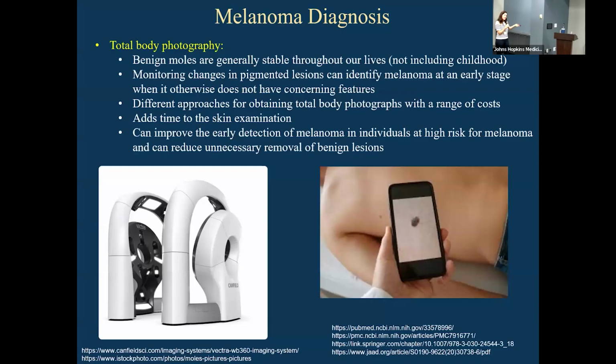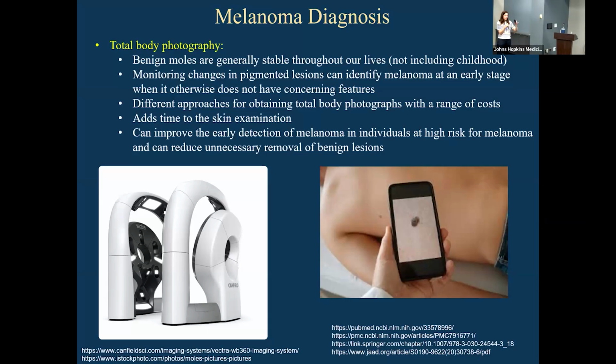Now back to the E for evolving. How can we know if a mole is changing unless we have some type of baseline record of what it looks like? So we use total body photography. There are many different systems to do that, but they basically record a baseline image of patients' pigmented lesions, either all of them or select ones that the dermatologist wants to keep an eye on.